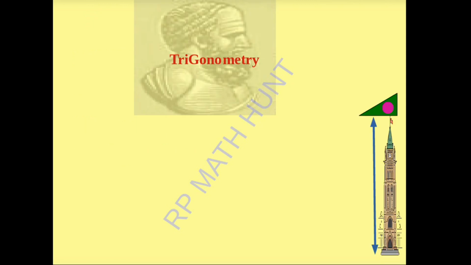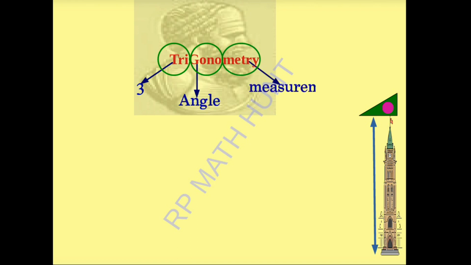Pythagoras theorem. Trigonometry. Tri means 3. Gono means angles. Metry means metron, it is measurement.